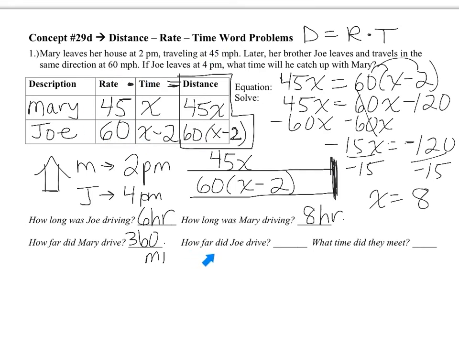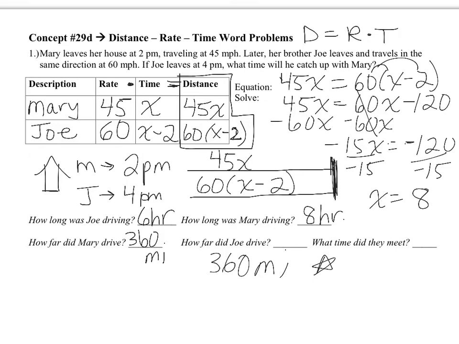Now, how far did Joe drive? Well, Joe, he drove this expression 60 times x minus 2. Now, if we did the problem right, it should be 360. So let's just think about this. If I put 8 in for x, 8 minus 2 is 6, and 6 times 60 is 360. So Joe also drove 360 miles. And then the question, what time did they meet? So this is actually the question that we're trying to answer. I was just answering these other questions to show you how to use your chart to answer any kind of question that I give you.